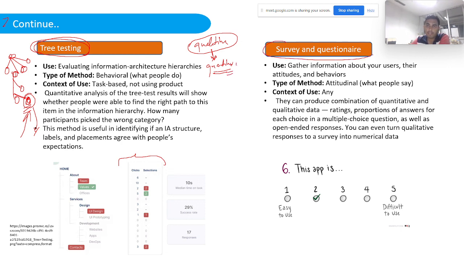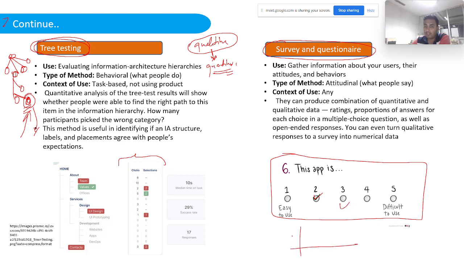Survey and questionnaire we already discussed. This is again quantitative information. So the nature of the survey data is like a questionnaire, where this is an example of a scale, okay, where we ask the user what they think about the difficulty of this particular application. So the user gives a particular rating like 2. Similarly, another user can give a rating like 3.